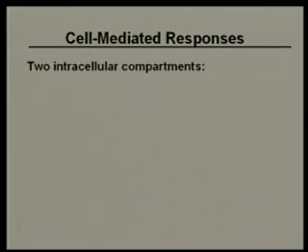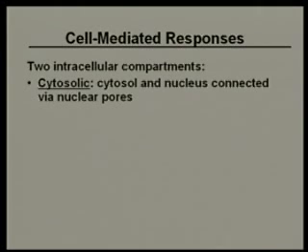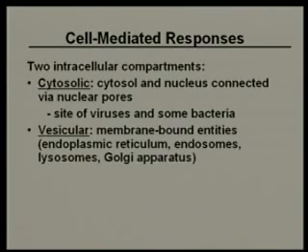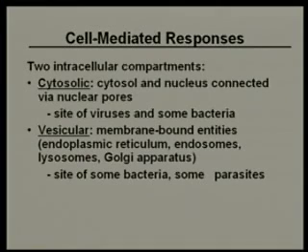Now we're going to talk a little bit about the cell-mediated response. The cell-mediated response primarily is against intracellular pathogens, so it's against pathogens that are able to infect inside your cell and grow inside your cell. There are two primary intracellular components. The cytosolic, so these are pathogens that basically grow in the cytosol. And this is primarily the site of most viruses and some bacteria. There's also the vesicular. And these are membrane-bound entities. So these are different pathogens that can bind to your endoplasmic reticulum, the Golgi, or actually into your lysosomes. And this is the site of some bacteria and some other parasites.